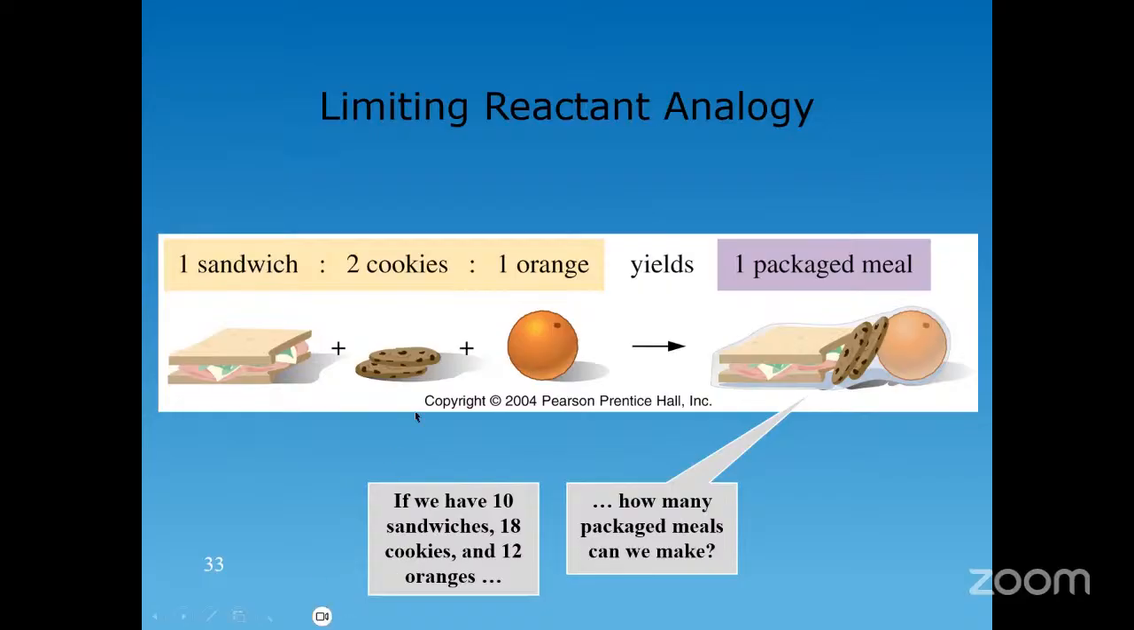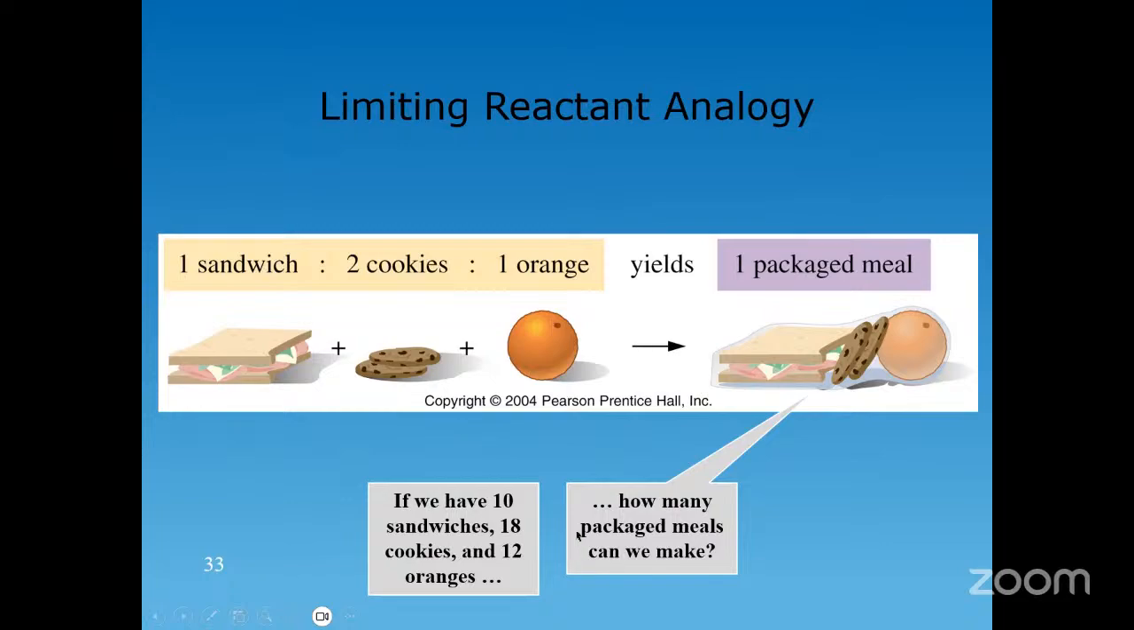And then if you look at the relationship between cookies and oranges, again, it's a 2-to-1 ratio. 18 cookies would require 9 oranges. We have 12 oranges, so we have more than enough oranges to use up all the cookies. You're going to have 3 oranges left over. So in this particular situation, it's not a chemistry situation, as I said before, but it relates in terms of what we're talking about.